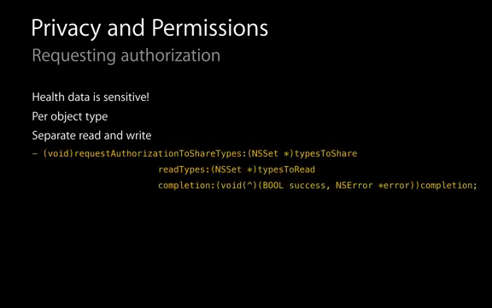To request access for a set of types, you can use HKHealthStore's requestAuthorizationToShareTypes:readTypes:completion. This should be called before you start interacting with your health store so that you can ensure that the user's been given a chance to grant your app access.